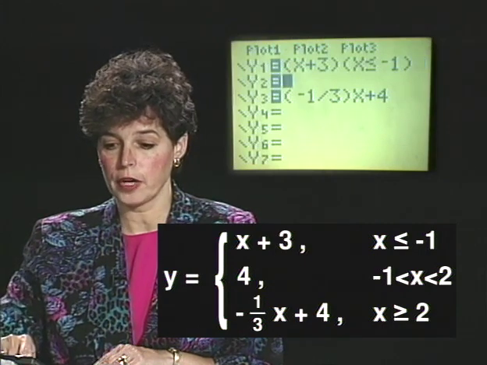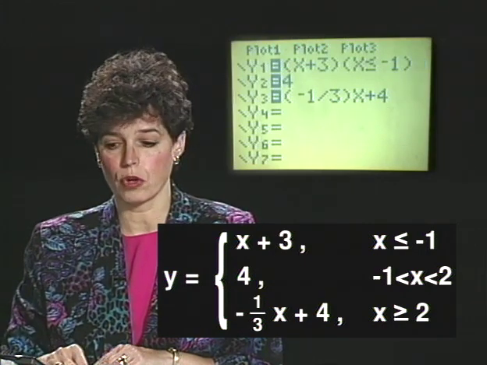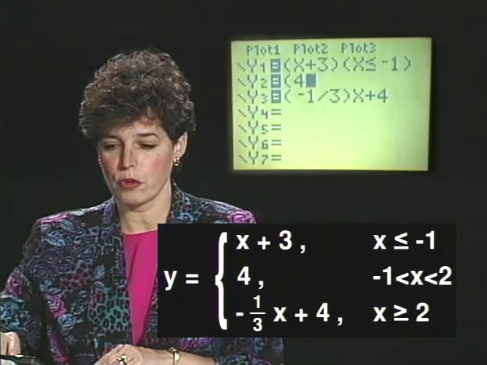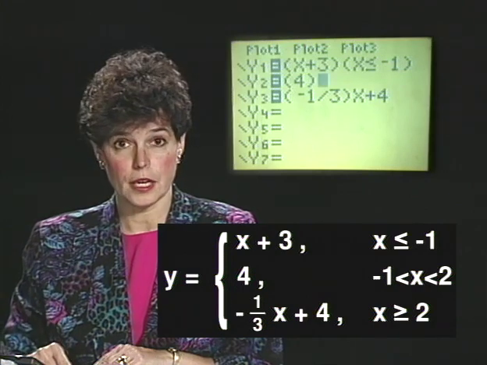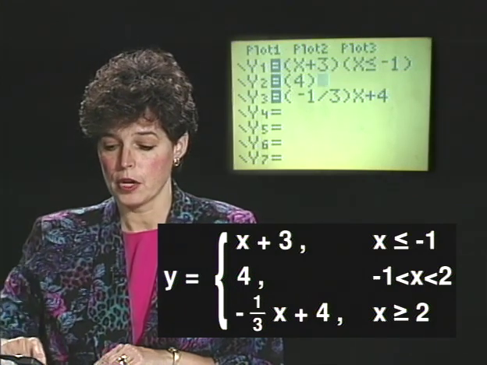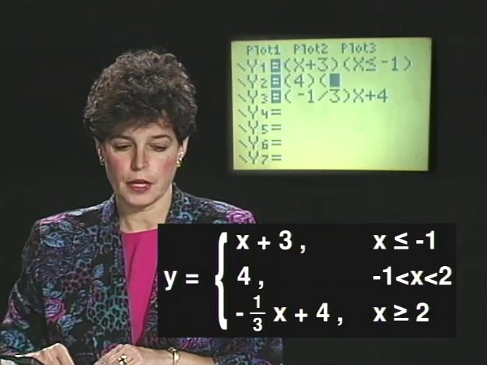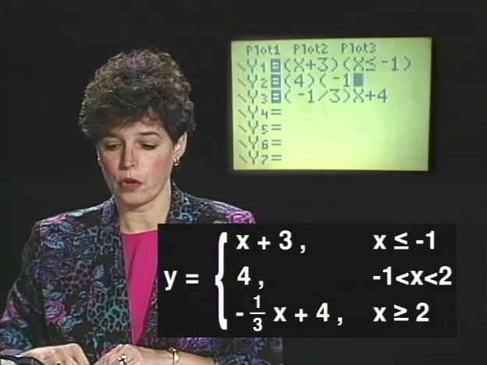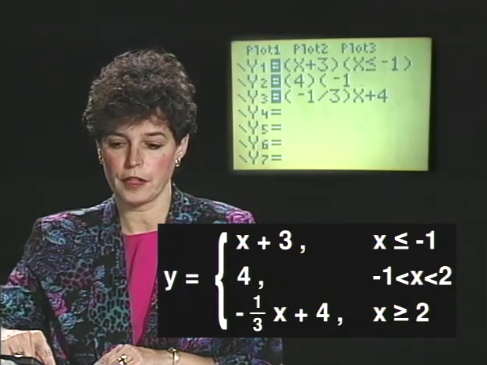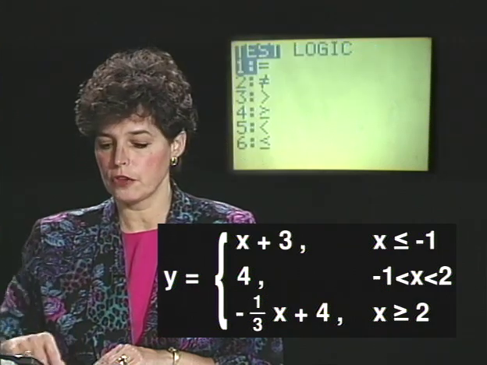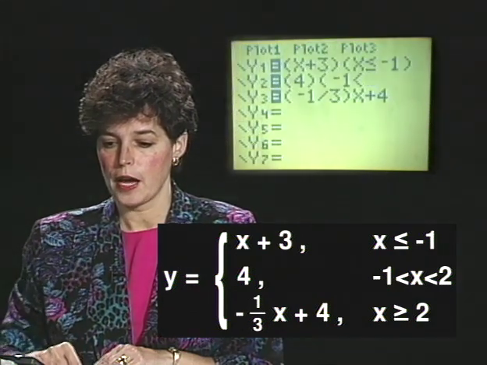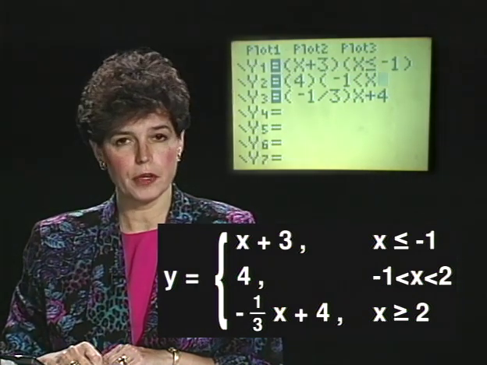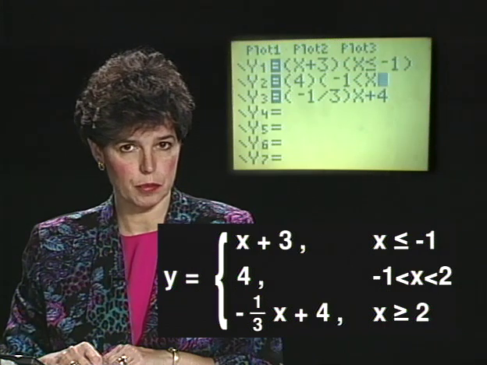Let's arrow down and put the restriction on the 4. So let's insert a left parenthesis, move on over, close that parenthesis, and now I'm ready for the restriction here. So a left parenthesis, then I need -1. I need less than, so I go into test, second, and then hit that math key. Less than is the 5th choice, and I'll press my X.